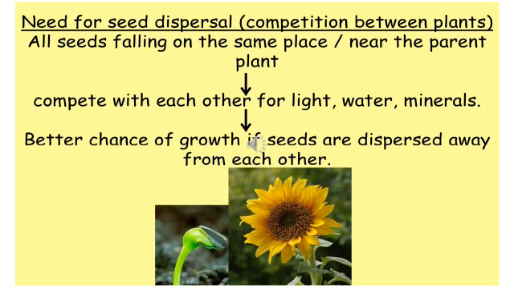Need for seed dispersal. Why is there a need for seed dispersal? It's because of the competition between the plants. If the seeds fall near the parent plant, the plants will compete with each other for light, water, and minerals. So, if we want better growth of the plant, the seeds should be dispersed away from the parent plant.